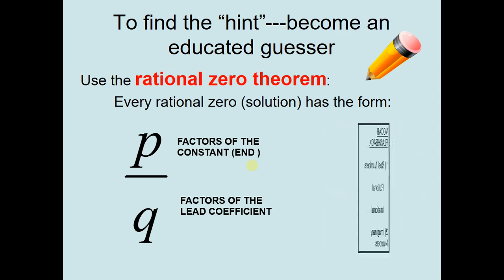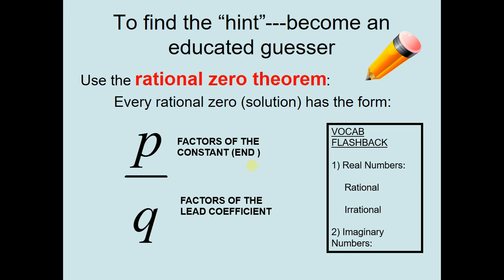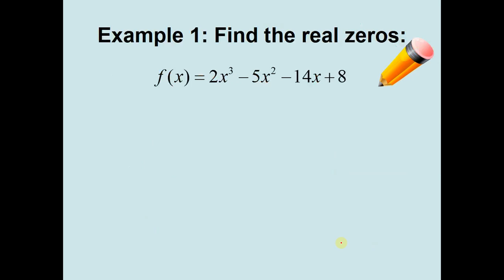Now, just a flashback, let's remember here. When we're talking rational, that means you're going to have real numbers, rationals. You cannot have square roots, that's irrational, and you're not going to have any imaginaries either. You're only going to get fractions or regular numbers and integers, so you can have positives and negatives. So let's actually use this.